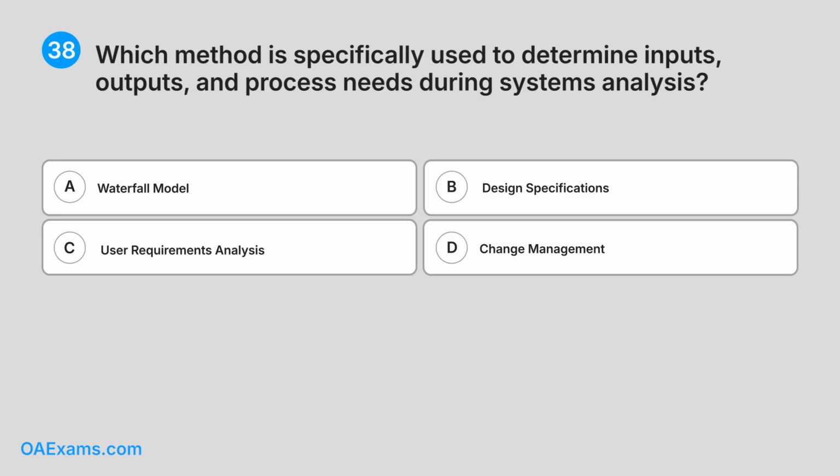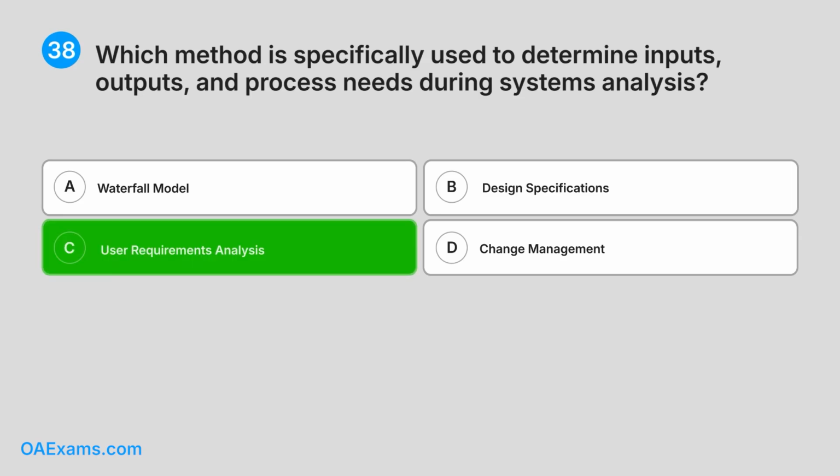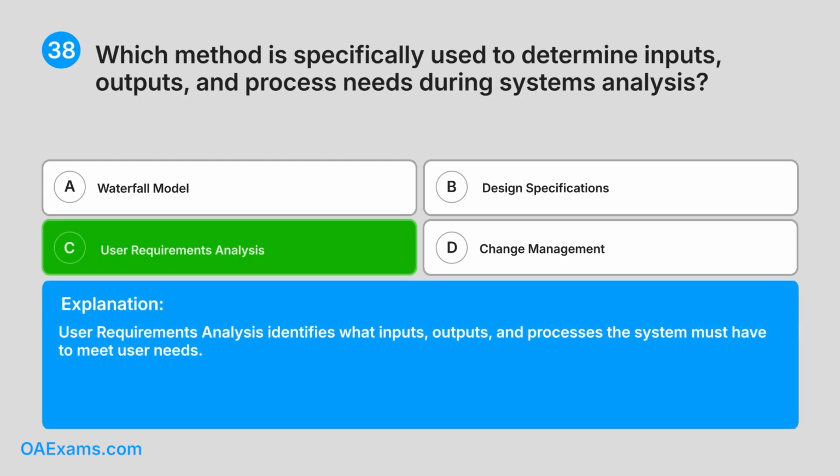Correct answer: C. User requirements. Analysis. Explanation: User requirements. Analysis identifies what inputs, outputs, and processes the system must have to meet user needs.